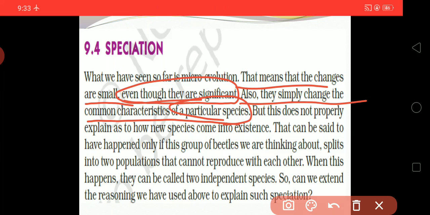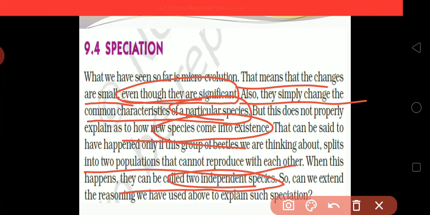But this does not properly explain how new species come into existence. That can be said to happen only if the group of beetles we are thinking about split into two populations that cannot reproduce with each other. When this happens, they can be called two independent species. This is only possible if two populations are separated from each other, due to which two independent species can be seen.